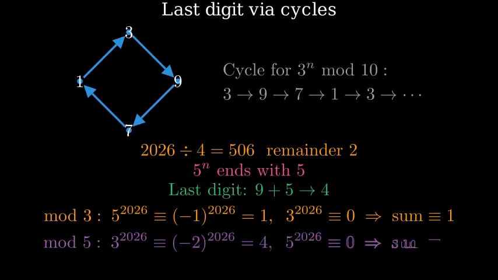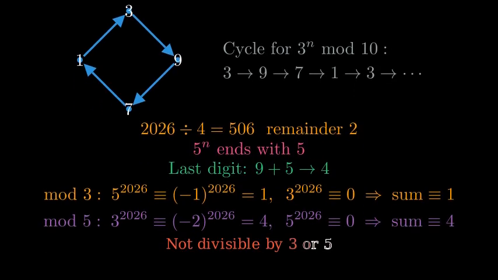Modulo 5, 3 behaves like -2. With an even exponent, that gives 4. 5 to a positive exponent is divisible by 5, so it is 0 modulo 5, and the sum is 4 modulo 5. Not divisible by 5.